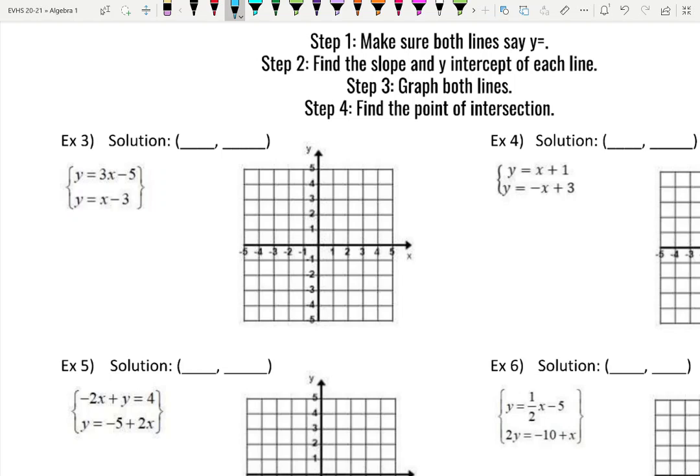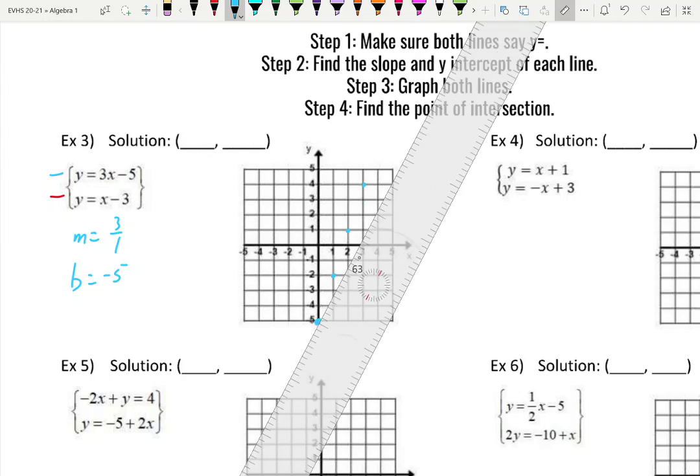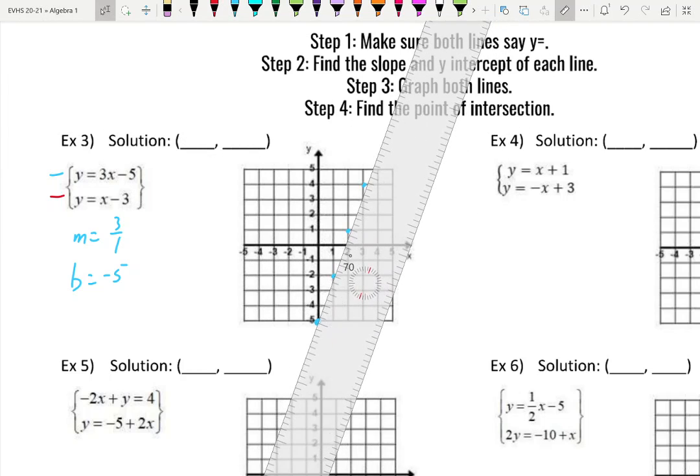So let's go ahead and go through this, and I'm going to do my top line in blue and my bottom line in red. First off, when I look at my blue line, I can see that my slope is 3 over 1, and my y-intercept is -5. So I go to my y-intercept of -5 first. Then I rise 1, 2, 3, run 1, and repeat. I'm going to pull out my ruler so that I can draw that line.